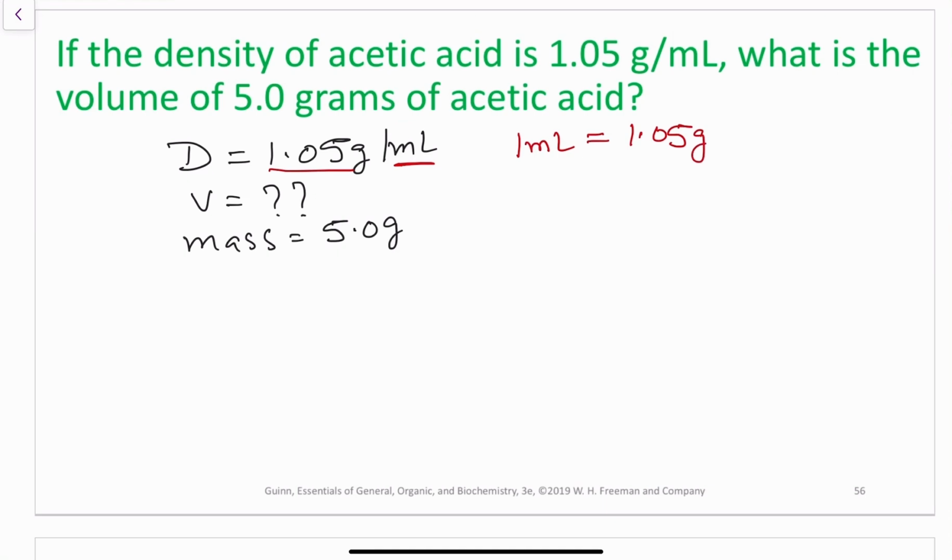So this is the same as something like this. For example, if you're driving 25 miles per hour, what does it mean? For every 1 hour you're driving 25 miles, right? Similarly, for density 1.05 grams per ml, I can say for every 1 ml you have 1.05 grams in it, right? It's the same thing, same analogy.